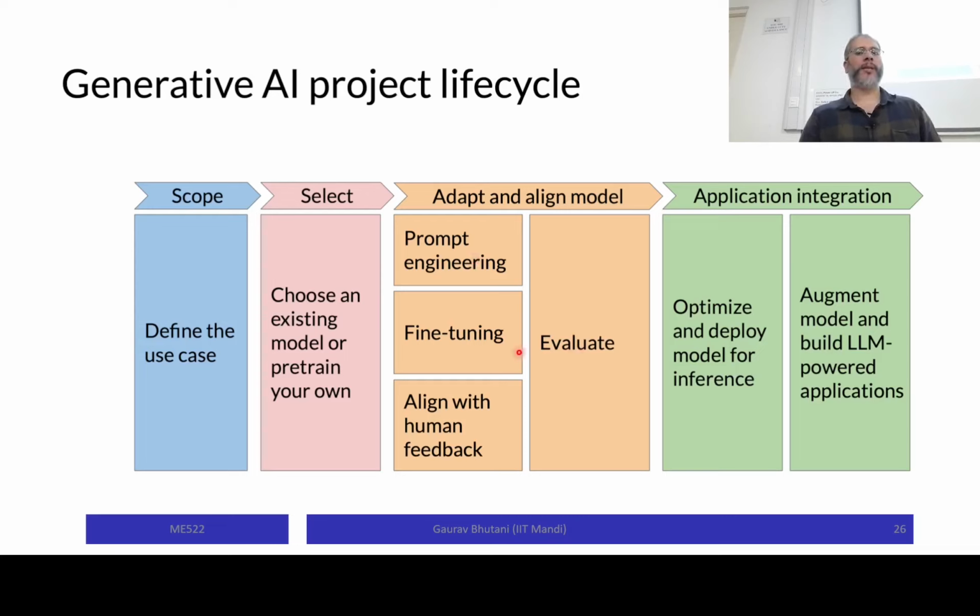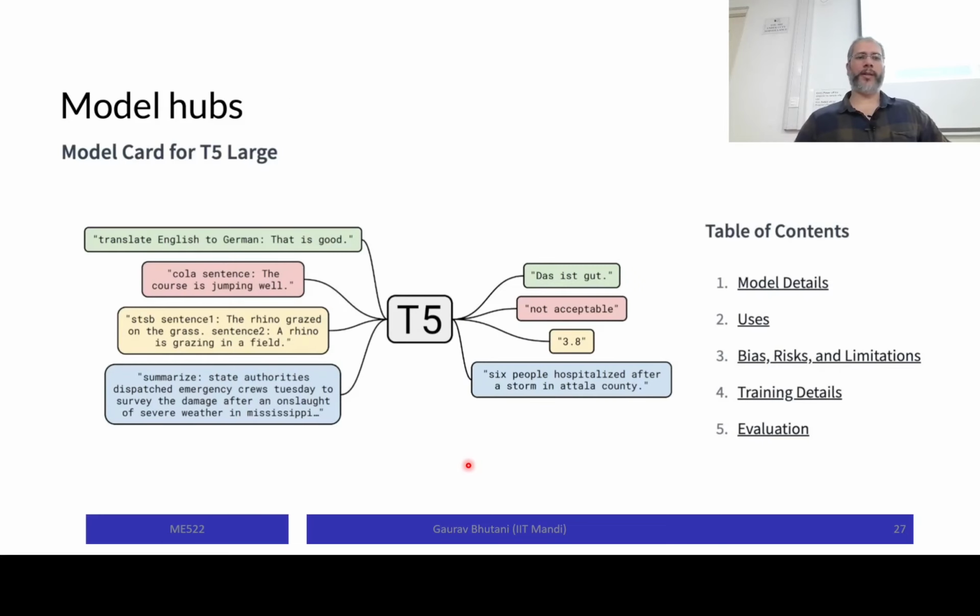If you are not happy with it, then you fine tune it, which we will discuss today. So you basically improve the model and further optimize the parameter values. The parameter values will get changed in fine tuning. There are other things as well, where you align with human feedback and so on, but we will not go into those details today. And then you deploy it.